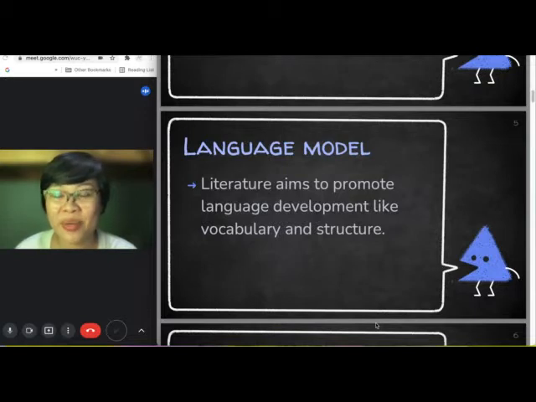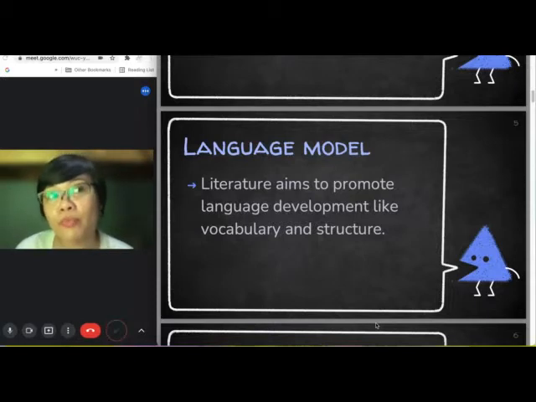All right, so when we go to that particular topic or text, we're going to use the language model. And have in mind that it's not just about telling a story. A story is also there to help us develop our language, improve our language.